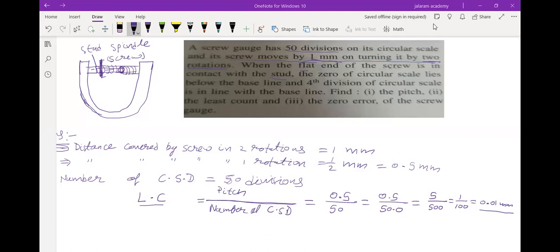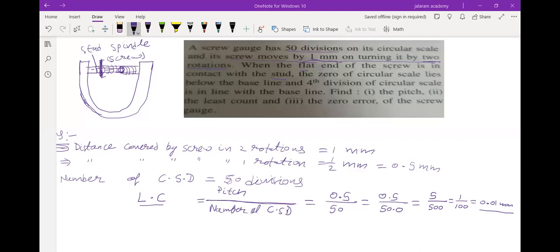Sir, can I tell? Yes, you can also. If on connecting the stud and spindle of the screw gauge, the zero of the circular scale lies above the zero of the base, the screw gauge is said to have positive zero error.